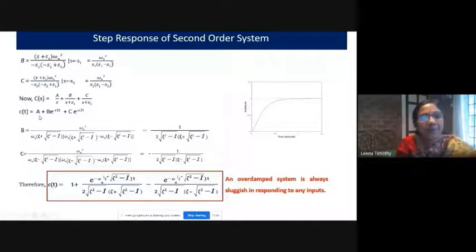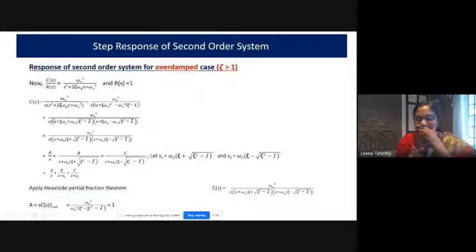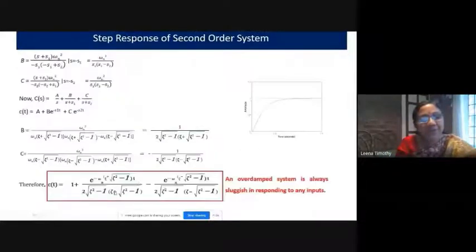A is equal to 1 plus B, this term, e raised to minus S1T. S1 is equal to this much. So substitute that, then simplify. Therefore, the expression is like this. An overdamped system is always sluggish in responding to any inputs.